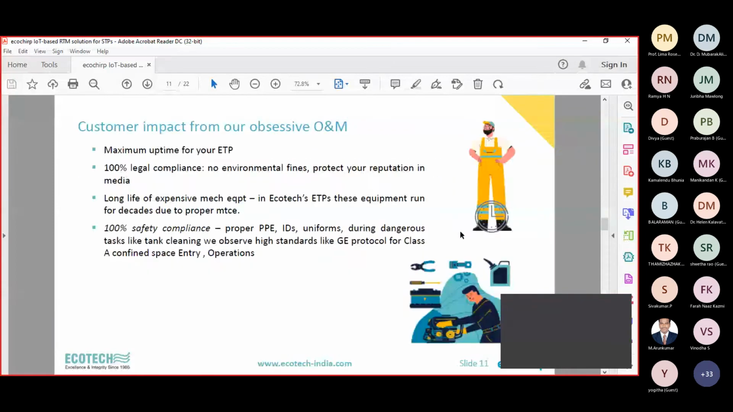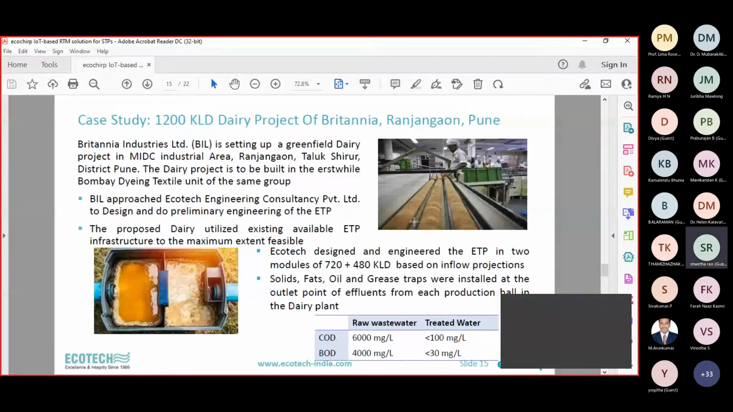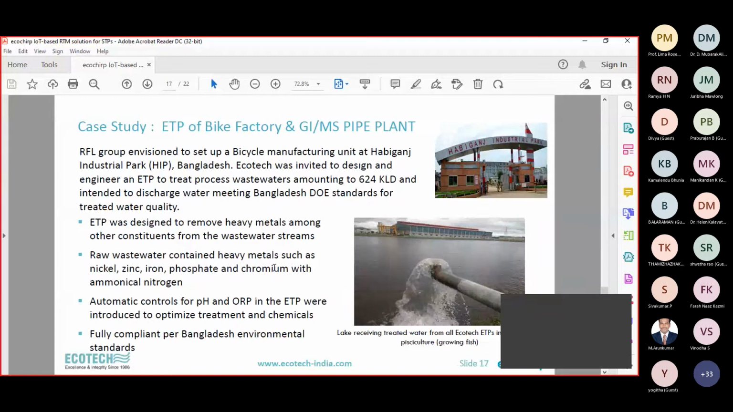And let me go to the Bangladesh plant. This is Toyota Technopark, major upgradation ETP. Britannia, this is for a dairy ETP. Fabric, this is again for Bangladesh only. As I said, 2400 KLD, 600 milligram. This is the exact case study we talked about. We were to be compliant as per the Bangladesh Department of Environment. No environmental impact, appropriate addition of nutrients to supplement nitrogen and phosphorus.